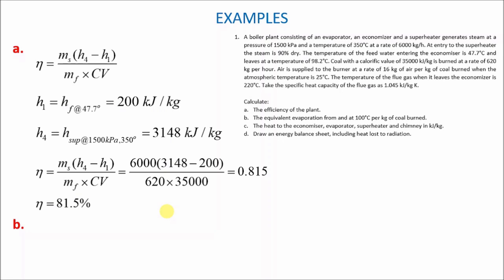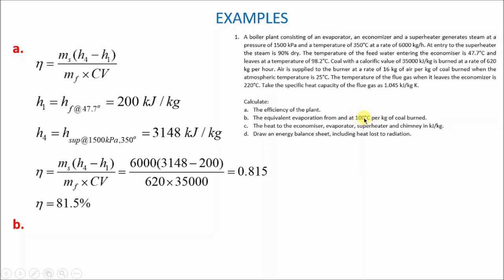And then point number B, what they want you to find is the equivalent evaporation from and at 100 degrees. In one of my face-to-face classes, one of the students was trying to use this 100 degrees to try and find enthalpy values, okay? Because it says the equivalent evaporation from and at 100 degrees. So they went to the steam tables and they tried to use this 100 degrees to read H values.